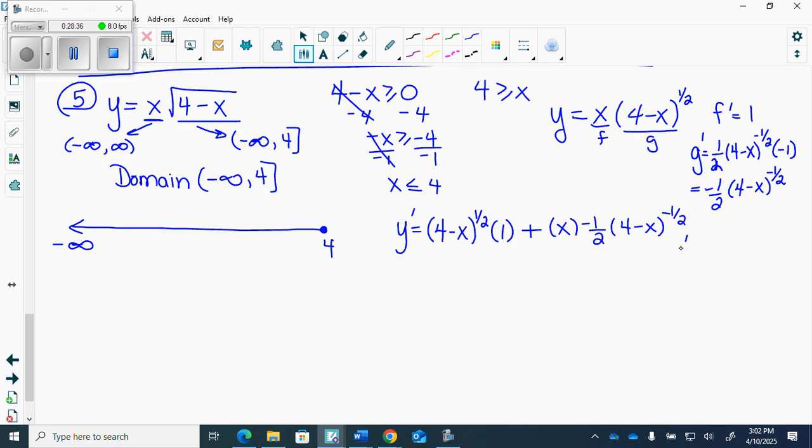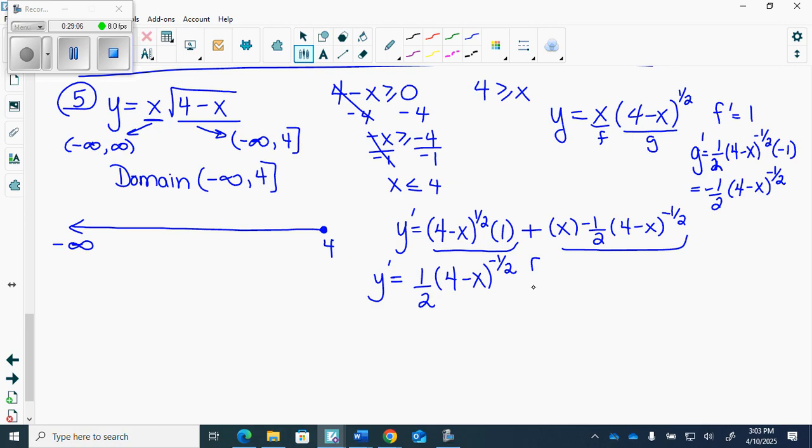And then we practiced this before. What can we take out of both of these? 4 minus x. Negative 1/2. Negative 1/2 or just 1/2, it doesn't really matter what you do. If you take out a negative 1/2 though, when you go to run your test points, you have to remember you have a negative starting off, right? So your sign will be different.